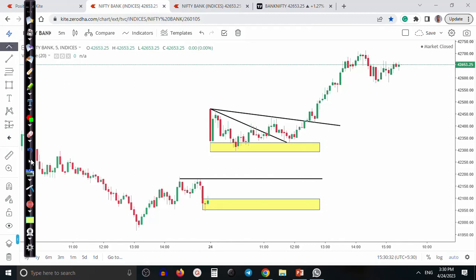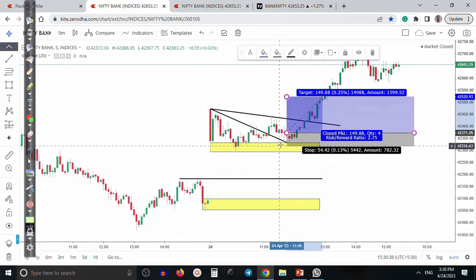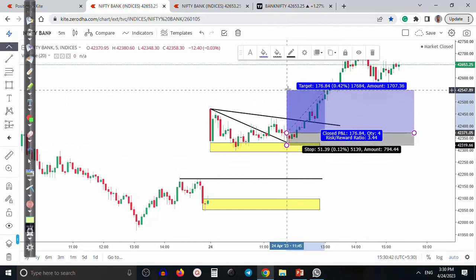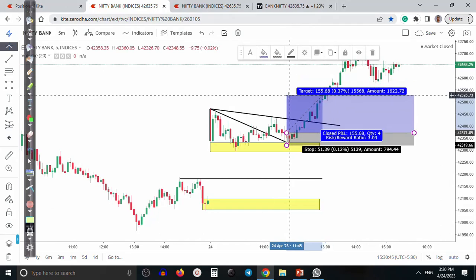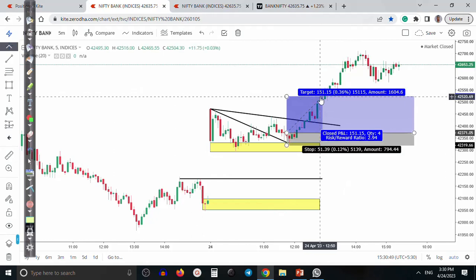We use a 1:3 ratio. That was almost like a 50 point stop. Let me show you 50. My target is 1:3, 150 somewhere here. That was my target, and we booked profit.